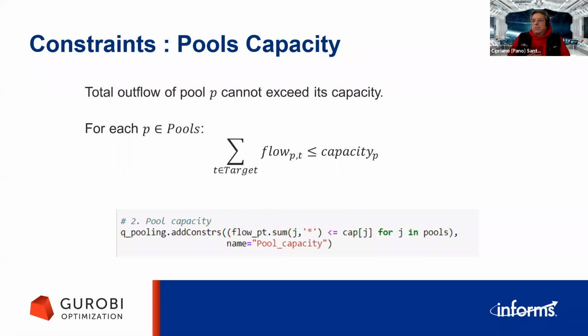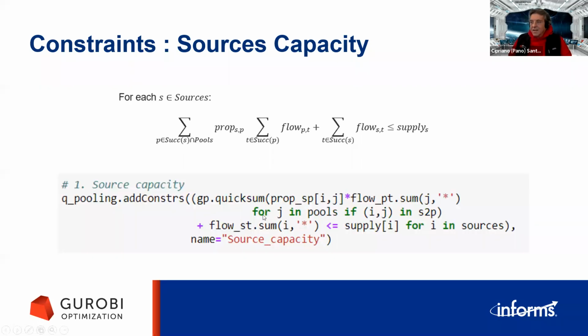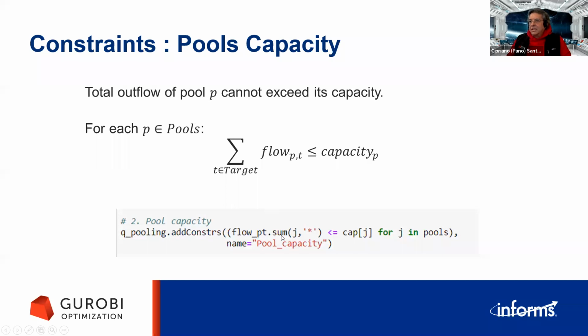We are going to have a constraint for the pool capacity, and again we use the addConstr method. Again, we didn't use, oh, I forgot the name, the quicksum method. We use directly the sum method over the flow PT variables. So this term here represents the summation less than or equal to the capacity. And then you have a for loop to define capacity constraints for each of the pools.